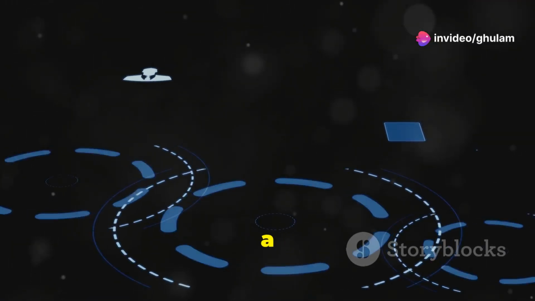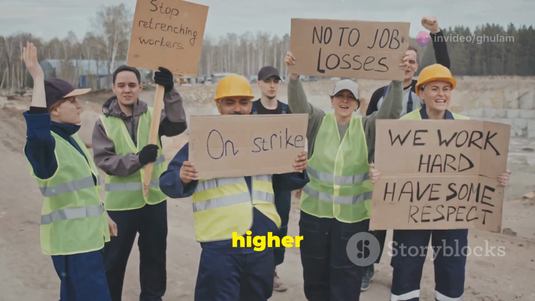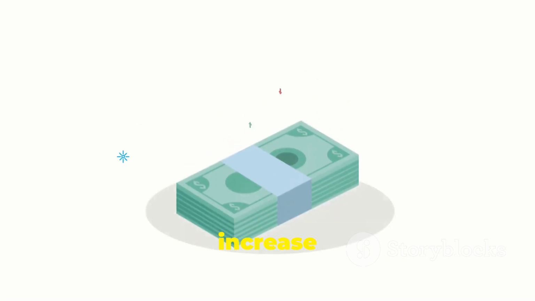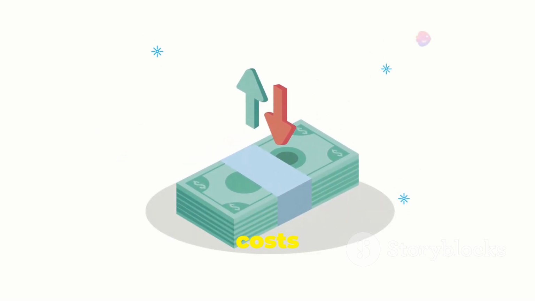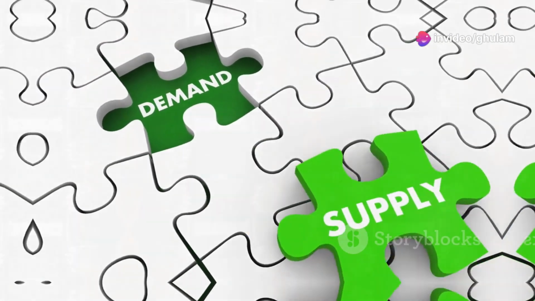Built-in inflation is like a self-fulfilling prophecy. If workers expect prices to rise, they demand higher wages. Businesses then increase prices to cover these higher wages, leading to a cycle of rising costs and prices. It's the economic equivalent of the chicken or the egg.